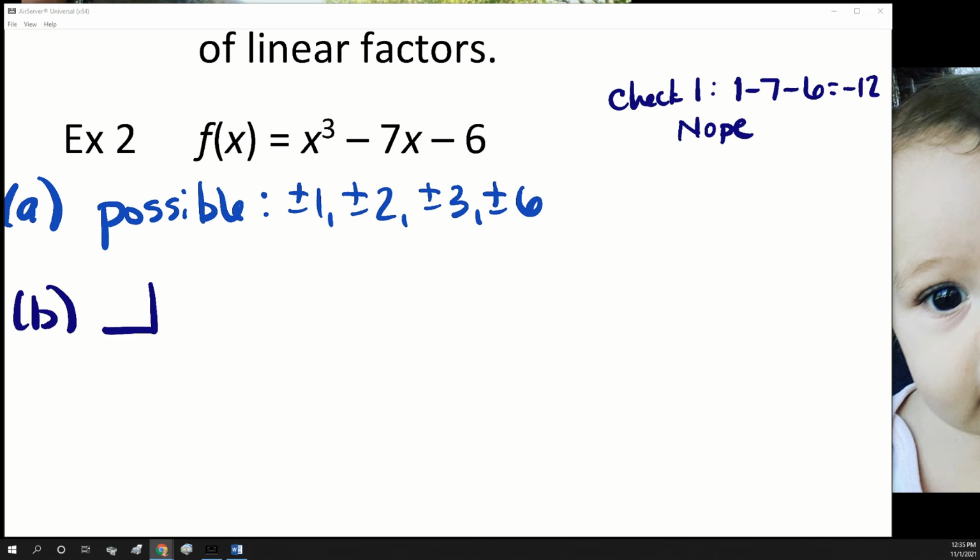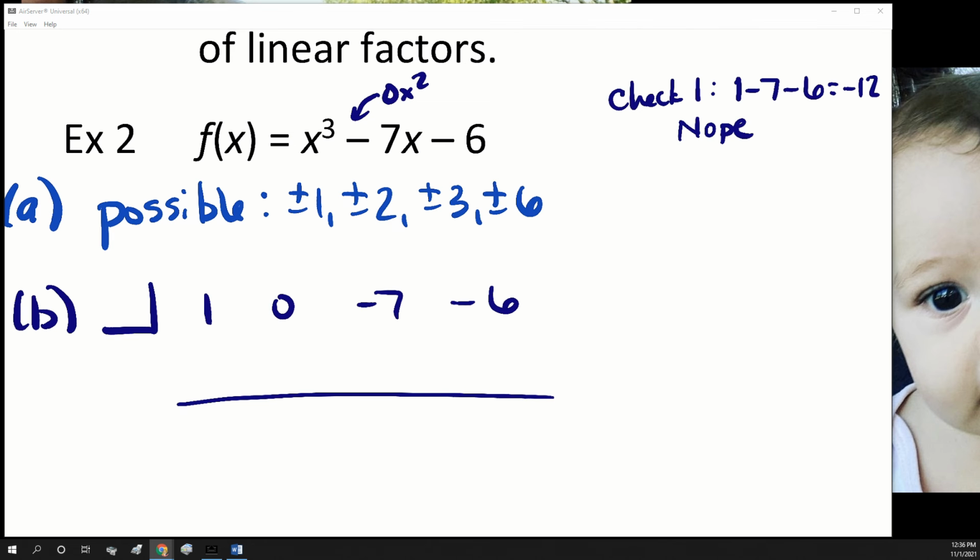And you can't just look at them and know. So we're going to see who is a good guesser. So Ashton says 6. Check it and see. So do synthetic division and see if you get a remainder of 0. Make sure you fill in 0x². Ty, what did you say? 3? All right. Check 3. If you guys think it's something else, check it. Put it in the box. Do synthetic division. If you get 0 for a remainder, let me know, and then we'll use it.